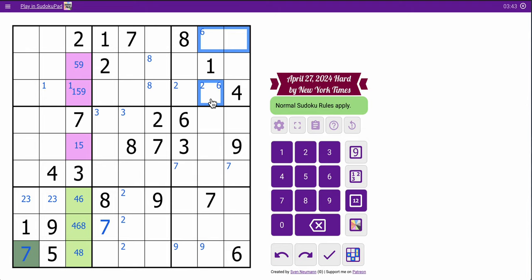Okay, row 1 has 1, 2, 7, 8. I need 3, 4, 5, 6, 9. Of which that one can't be 4, 5, or 9. That one's only 3 or 6. But that's anything. That's not 9. 3, 5, and it can't be 4, 6, or 9. Well, that's interesting.